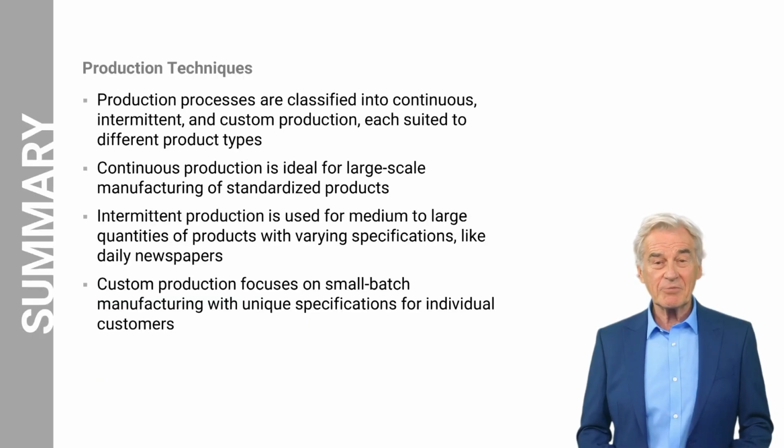In summary, a company's production process is mainly classified as continuous production, intermittent production, or custom production. Each production technique is used for a specific type of product and has its own set of advantages and disadvantages. Continuous production is good for producing large amounts of standardized products. Intermittent production is good for producing a medium to large number of products that have changing specifications, like a daily newspaper. Lastly, custom production is good for producing a small number of products with unique specifications for the individual customer. Each of these production techniques is used in manufacturing today to produce a variety of different kinds of products.